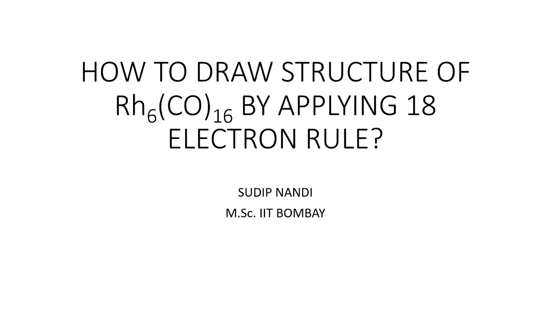But in this part, actually we want to learn how to draw the structure of Rh6CO16 by applying the 18 electron rule, because there are some tricky things which we will look into in the solution. So now we will go through this. First of all, in this question we will have to find out how many metal metal bonds should be present in this structure, right?